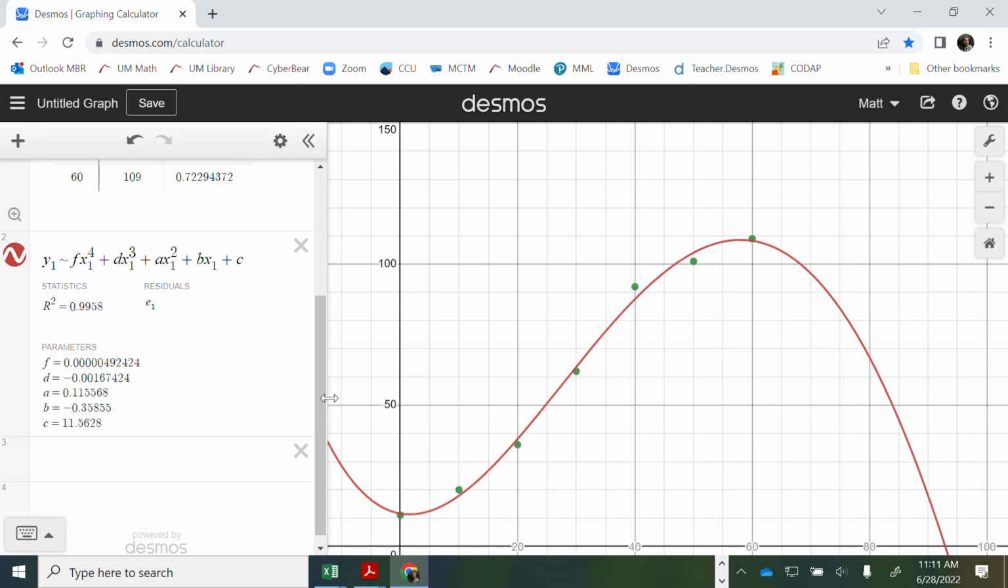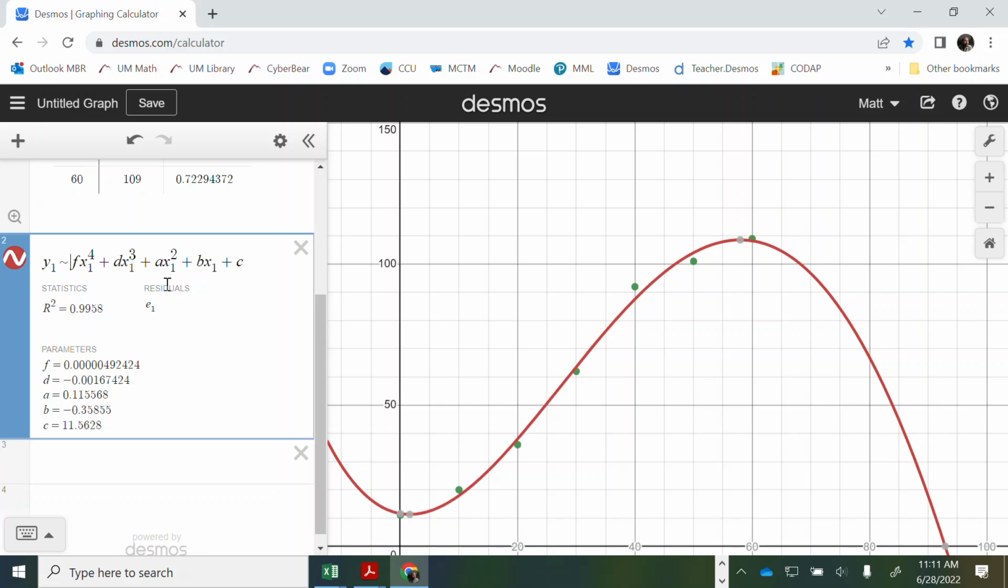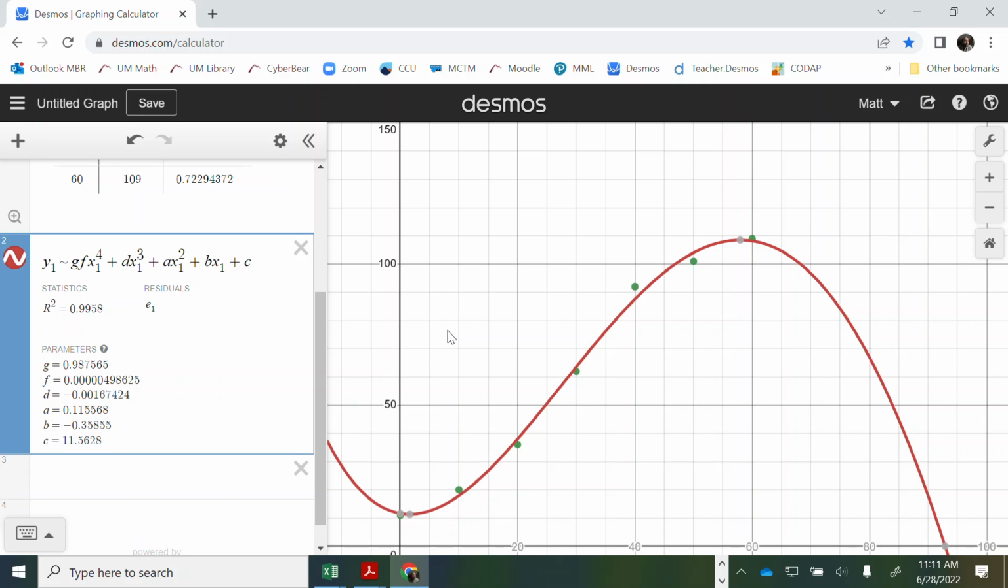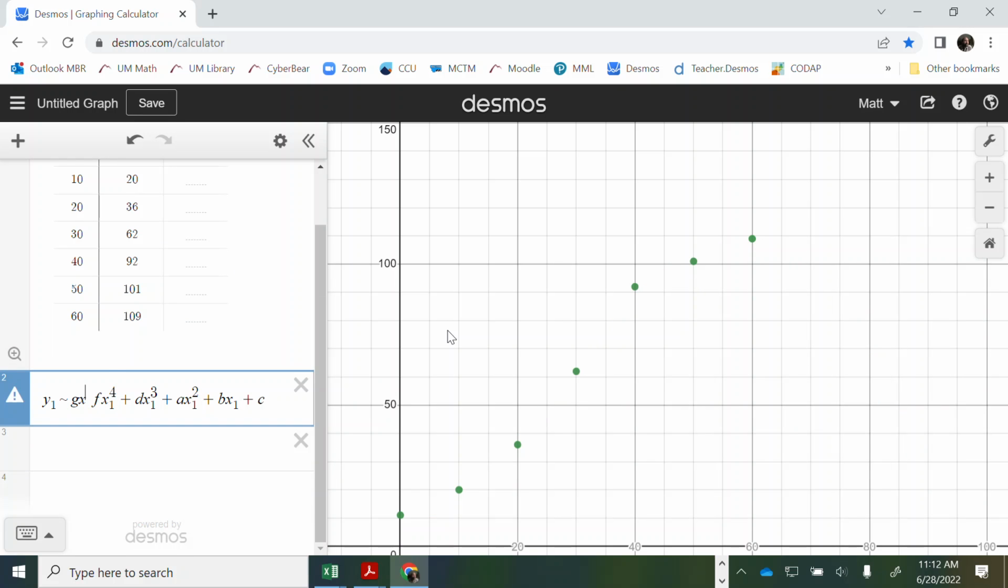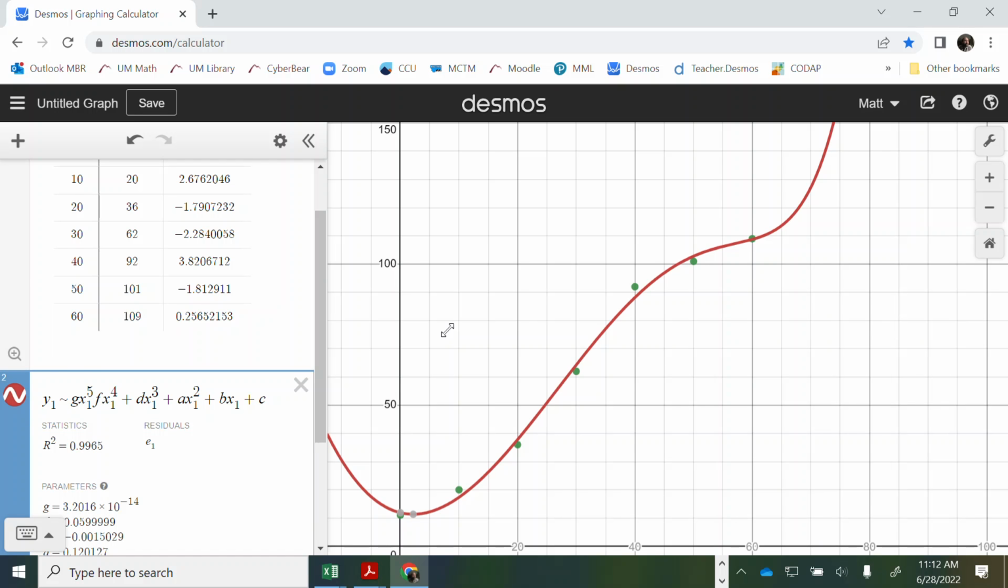So, kind of interesting. I'm going to go one more and see if I can do one better with a fifth degree polynomial. See what that has. So EF, let's do G x to the fifth. Oh, and by the way, I gotta be careful. It's got to be x sub 1 to the fifth plus.